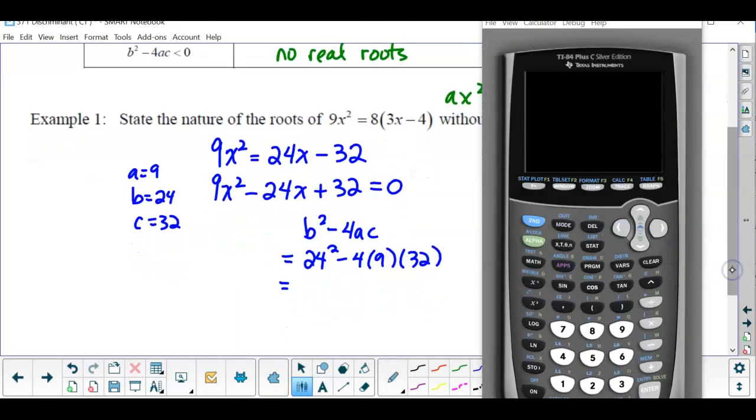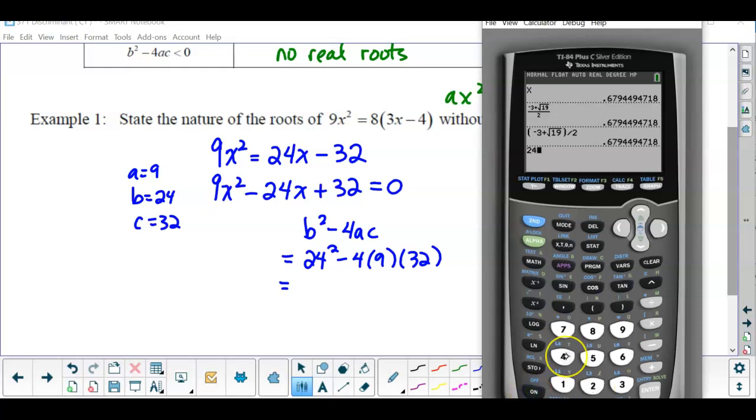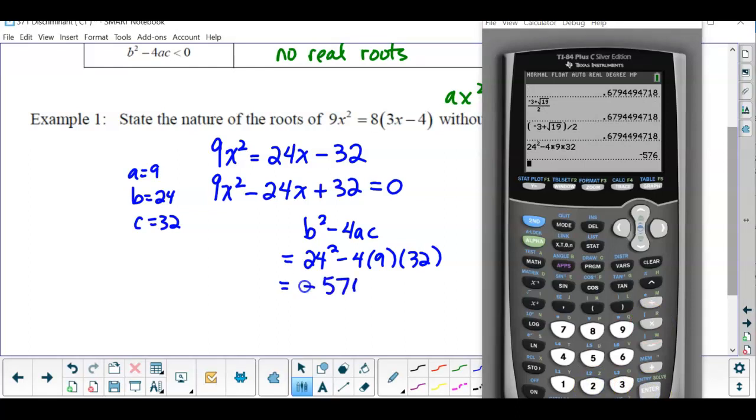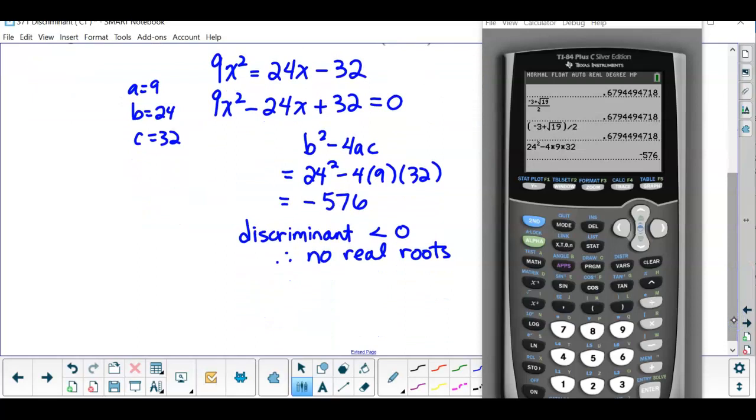And again, I would want to see what you're substituting, and then you can use your calculator for the rest. Okay, you get a negative. Okay, so the discriminant is less than 0, therefore no real roots. Okay, so that's kind of what I want to see.